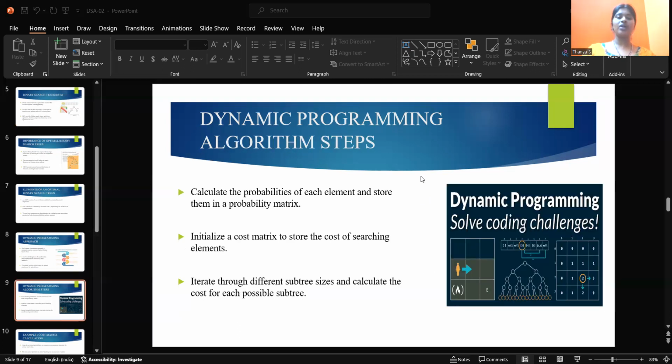Now the dynamic programming algorithm steps. Calculate the probabilities of each element and store them in a probability matrix. Initialize a cost matrix to store the cost of searching elements. Iterate through different subtree sizes and calculate the cost for each possible subtree. These are the three main algorithm steps for the dynamic programming approach.